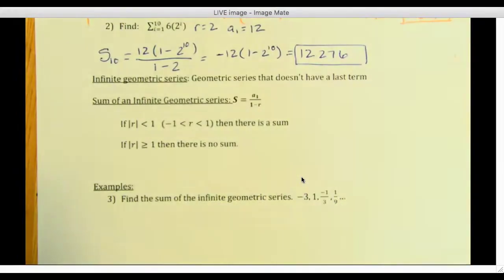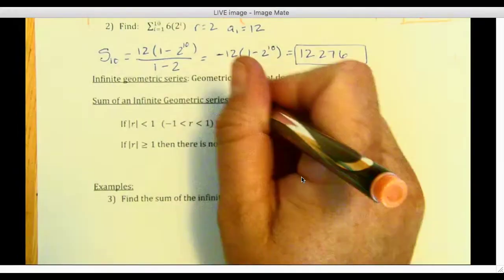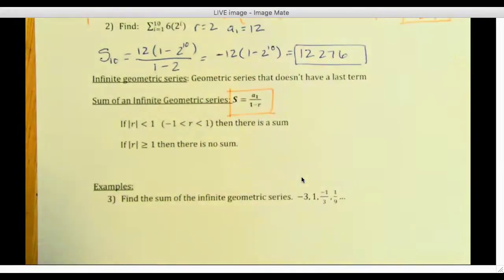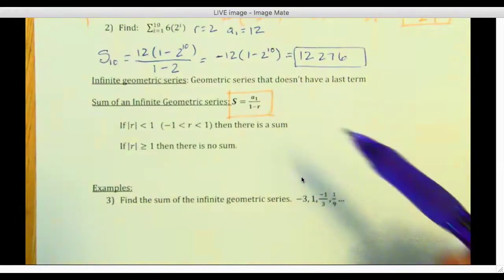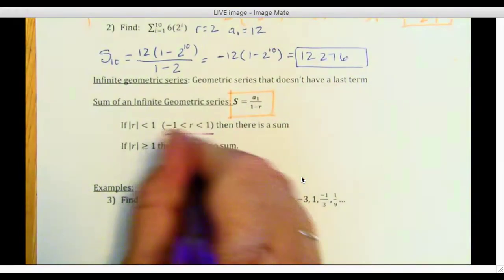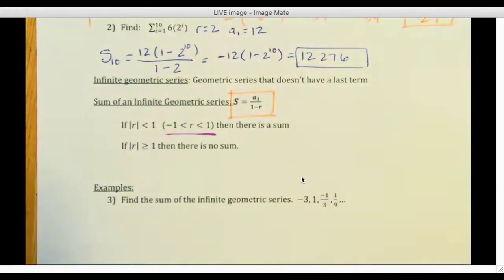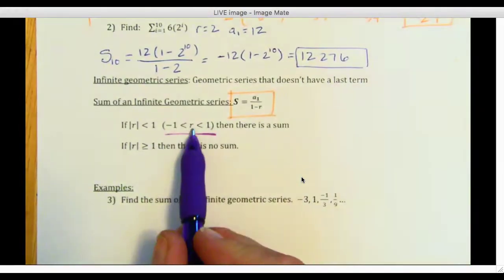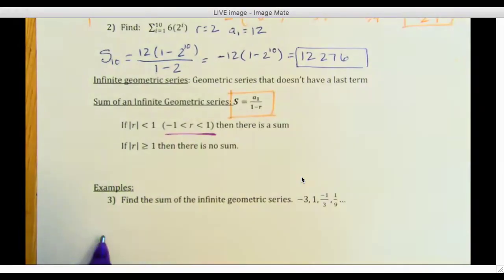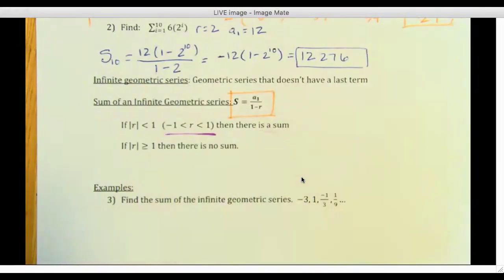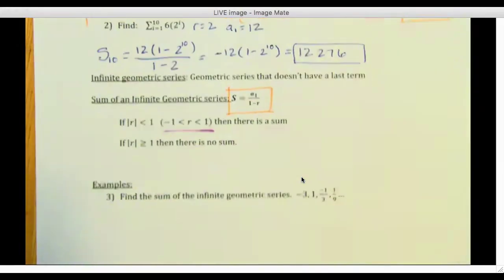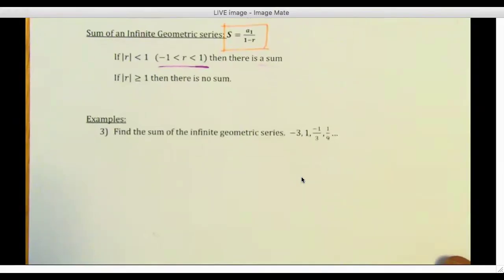Now, one of the interesting things about infinite geometric series is that we can actually find the sum of infinitely many terms. So if you were able to spend all of eternity adding up numbers, we could add up infinitely many numbers, and that's what this would give us. The only geometric series that we can do this for is if our R value is between -1 and 1. So if your R value is bigger than 1 or less than -1, we cannot find the sum. But if it is between -1 and 1, then there is a sum that we can find. This is a concept you'll revisit in Calc 2.